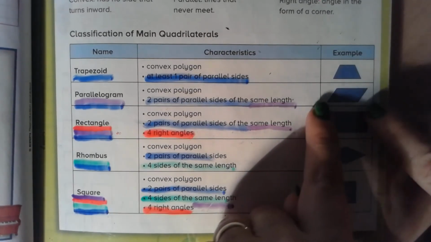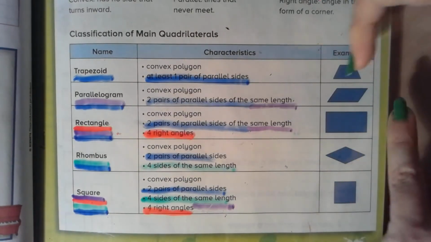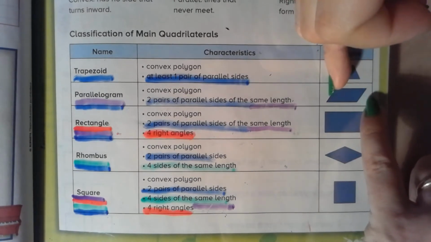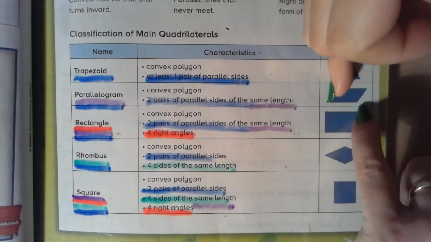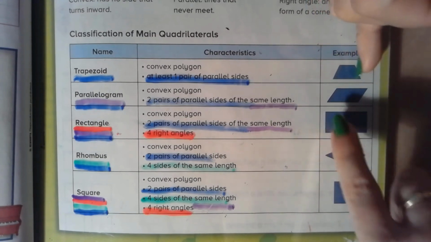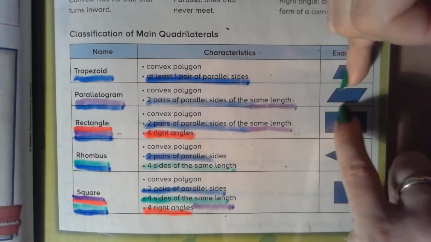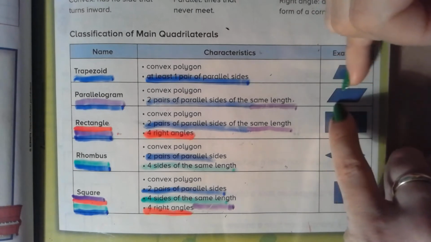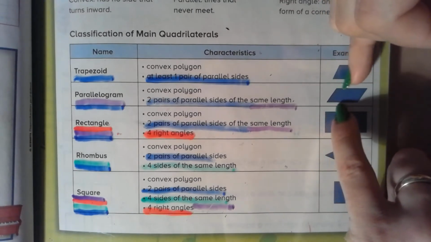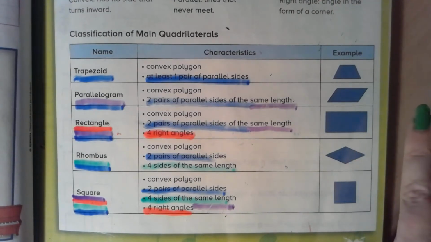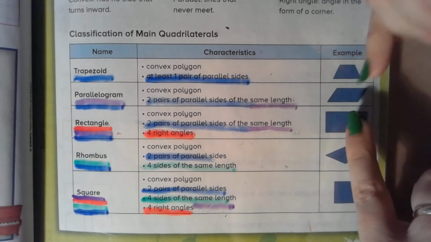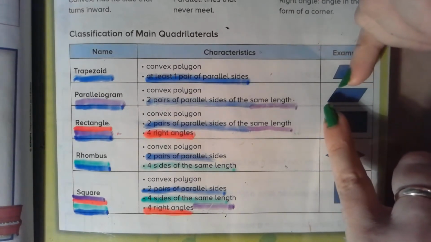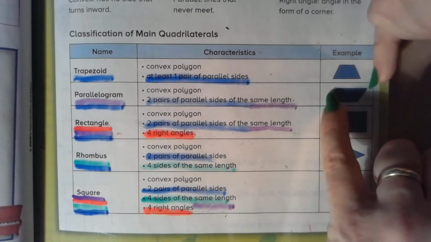So here are 2 parallel lines, our pair of parallel lines. This side needs to be the same length. And here, this side, right, they need to be the same length. And they're also parallel. So basically, it's a rectangle that's been twisted a little bit because we see 2 pairs of parallel lines of the same length.